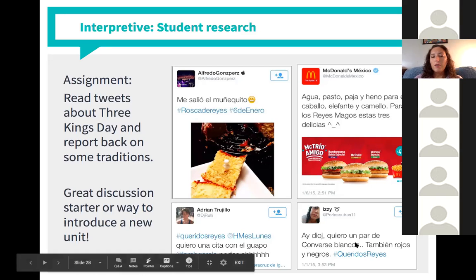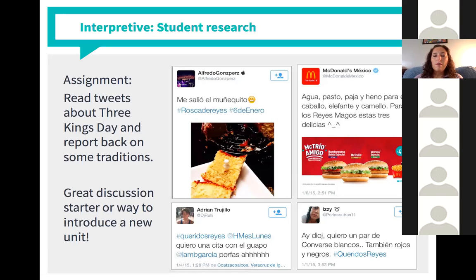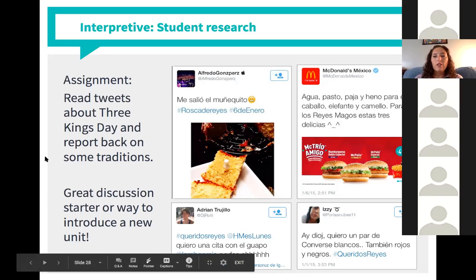This one was talking about that they wanted new white Converse. And if you look, it says "Ay Dios." And so that kind of brought up a conversation too about their dialect, where instead of the S they kind of aspirate the end. So we had lots of conversations based on this, just because they picked what they were interested in and what they had questions about. So it's a great way to start a new unit, new cultural unit.